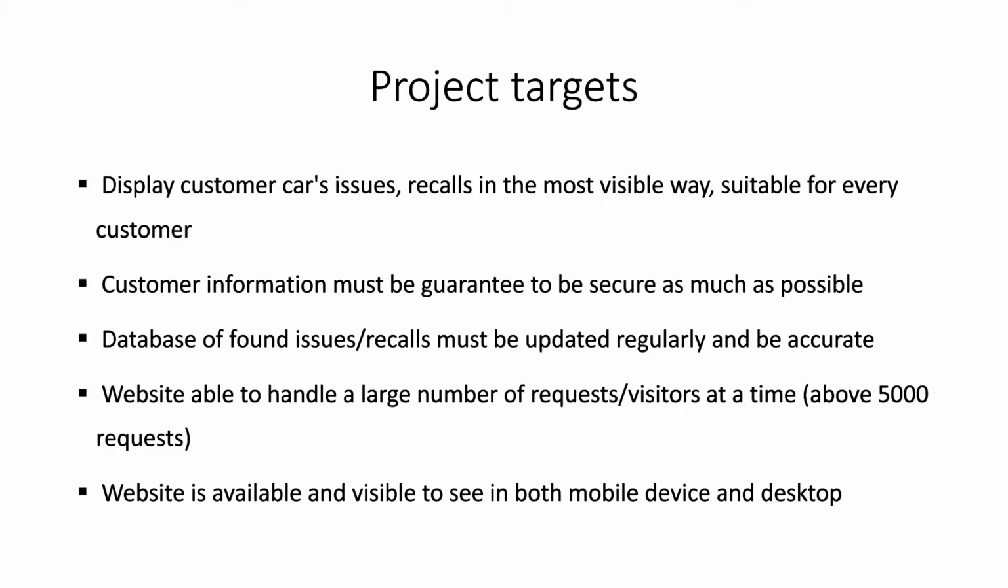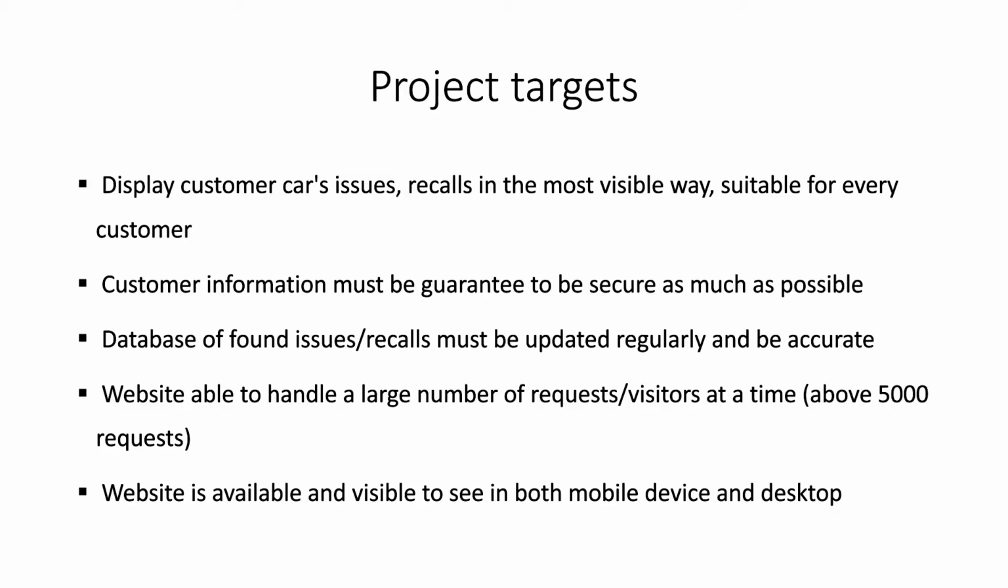Firstly, we want to display the customer car's information, including their issues and recalls, in the most visible way to all customers. Secondly, we want their information to be as secure as possible. We'll make sure there will be no information leak, due to their privacy. Next, we want the database of found issues and recalls from the car company to be updated regularly and as accurate as possible, since we're dealing with a large number of customers.